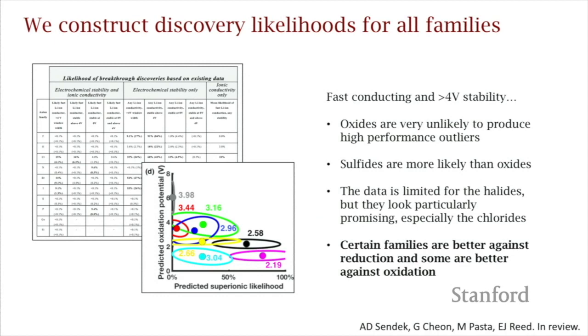And we generated a whole bunch of numbers, which should not be shown on a slide because there's way too much text. So I just wanted to put the central conclusions here that we found. If we want a fast conducting stable material, we're able to quantify that the oxides, on an absolute scale, are pretty unlikely to yield these promising new materials.